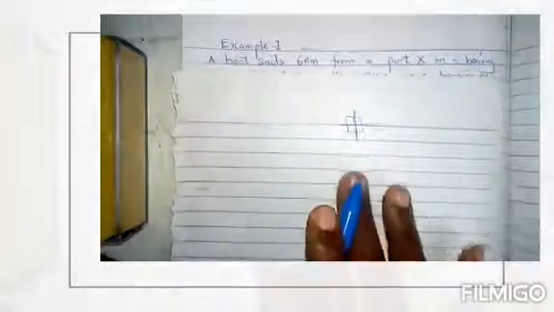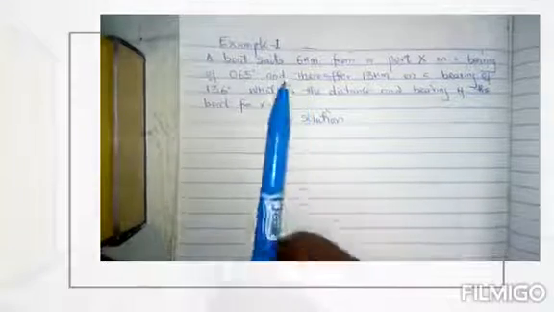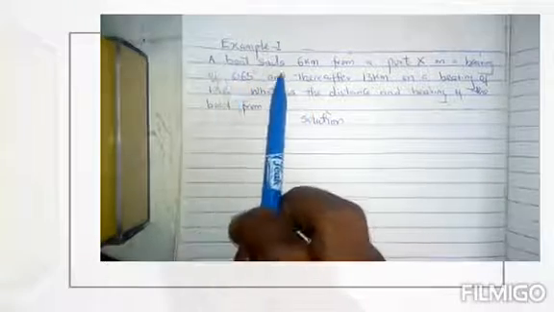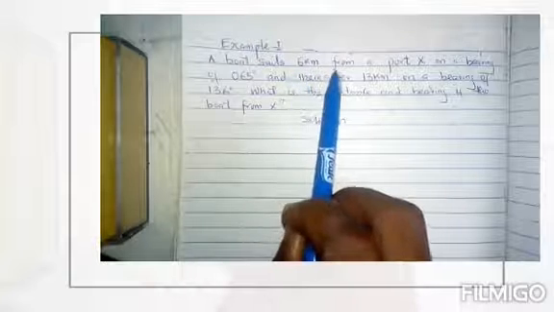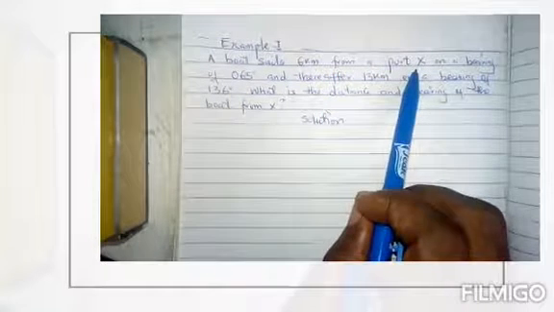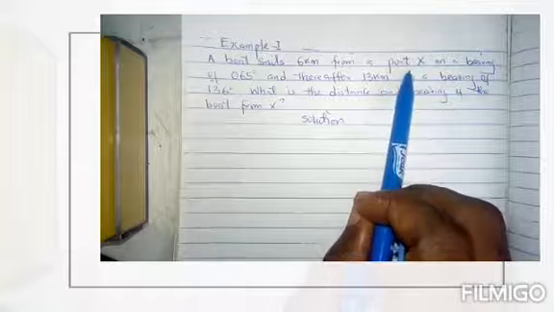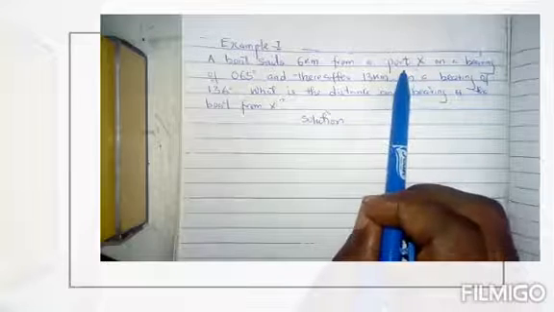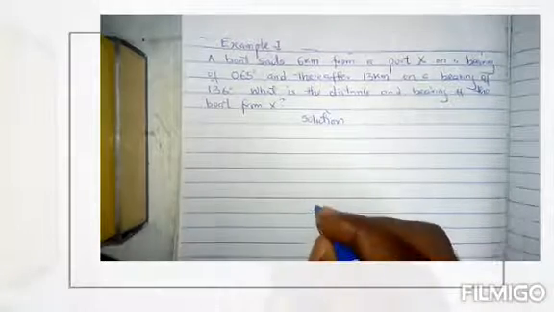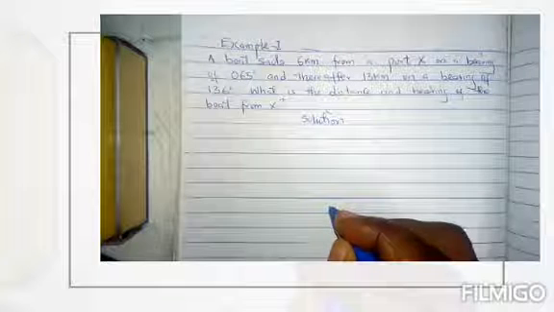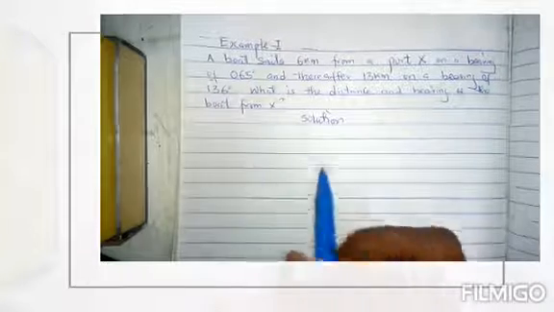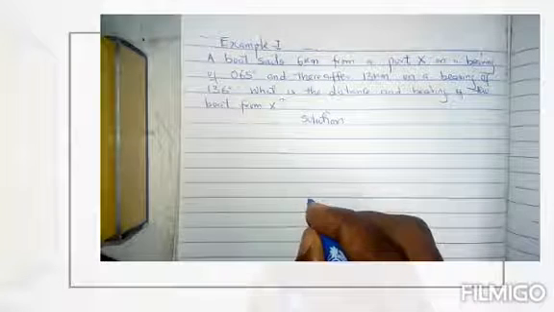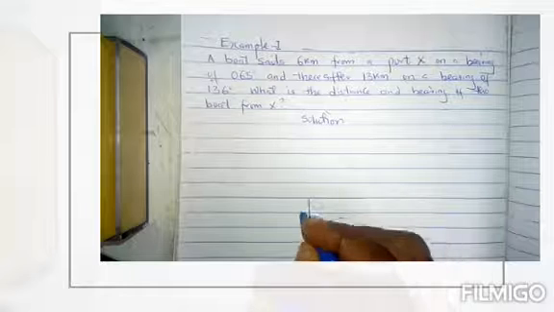Let me just start by solving this so that you will understand it. Now look at what I want to draw. A boat sails 6 kilometers from a port X. So there is a boat from port X, and you have to locate port X. I will come to the center of my book because I don't know the direction I'm going. It's given in the question. But just come to the center and draw your 4 cardinal points.